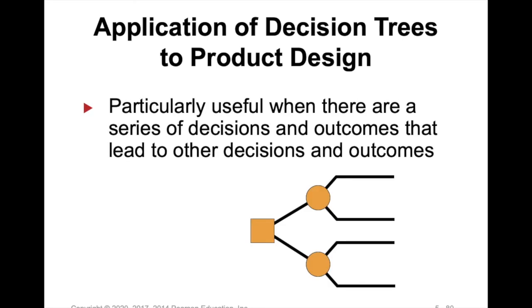So next is decision tree to product design. Usually this is useful when there are a series of decisions and outcomes that lead to other decisions and outcomes. So bila you nak buat satu produk, you need to have proper planning. So you use this method for operation management punya decision trees dia panggil.